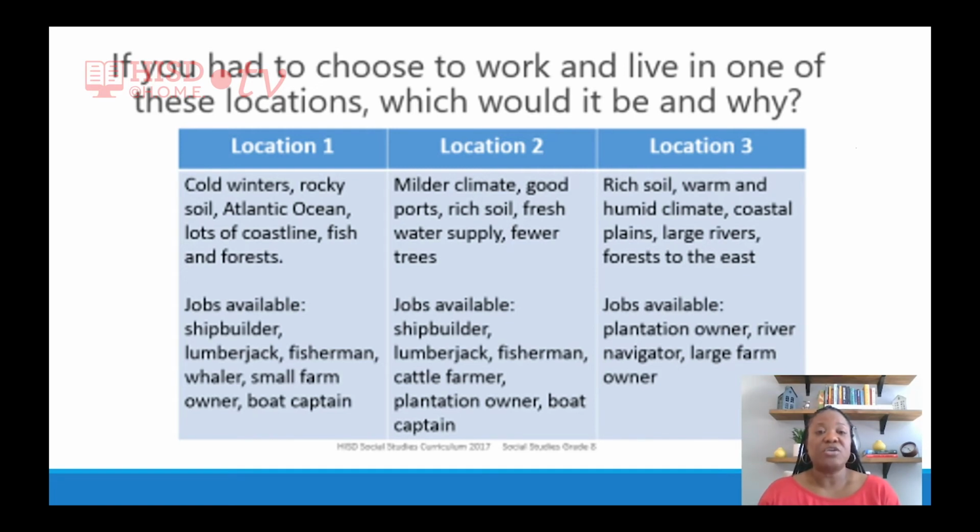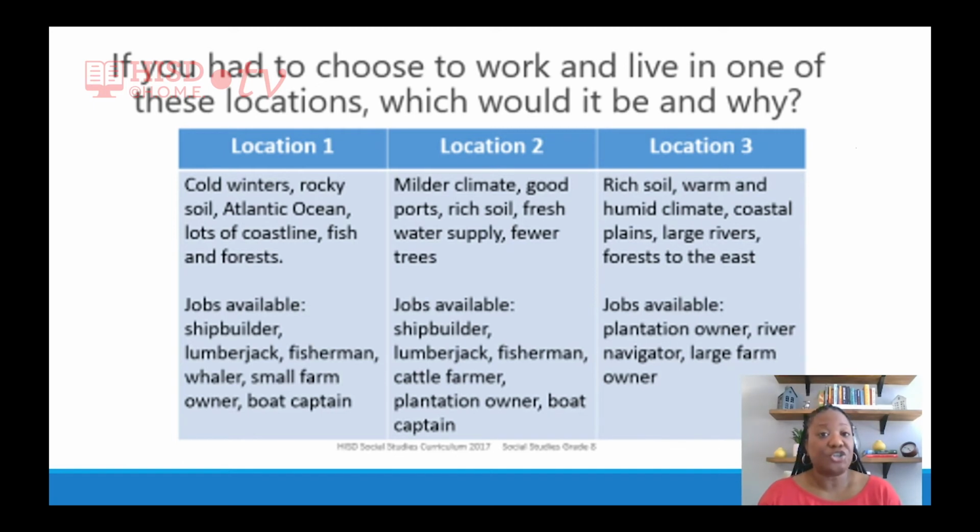So location 1, it looks like cold winters, rocky soil, Atlantic Ocean, so there was a lot of coastline, fish, and forests. There were jobs available if you were a shipbuilder, a lumberjack, a fisherman, a whaler, a small farm owner, or boat captain.